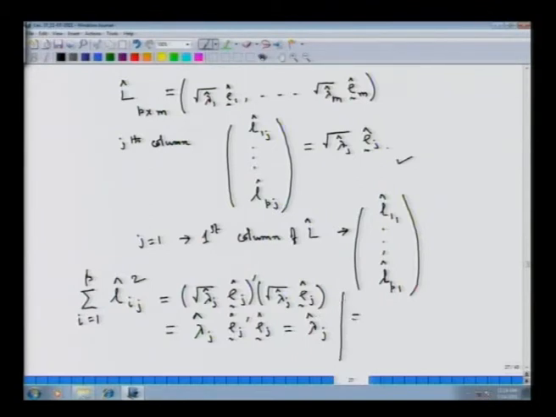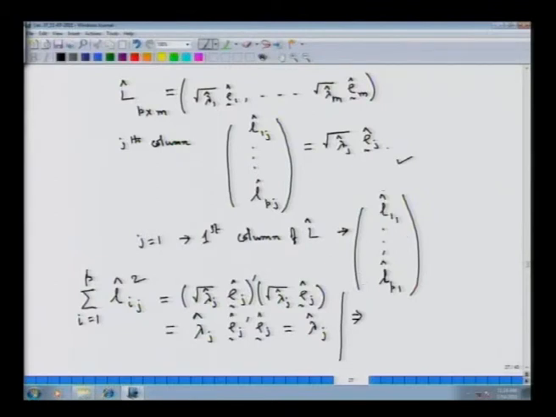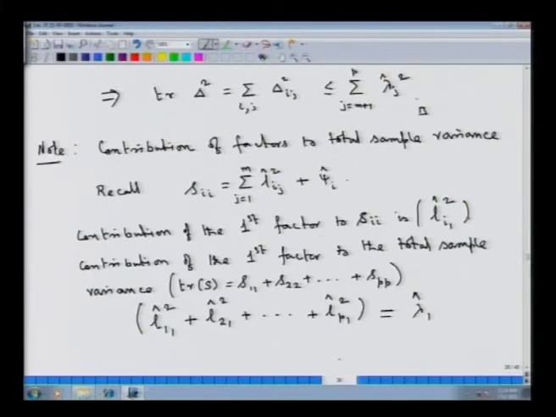Now, this will imply that the expression that we previously got as the contribution of the first factor to the total sample variance is just going to be given by lambda 1 hat. So, for L_i1 hat square for i equal to 1 up to p, this term is nothing but lambda 1 hat. So, this is the way in which the contribution of the respective factors to the total sample variance can be calculated.